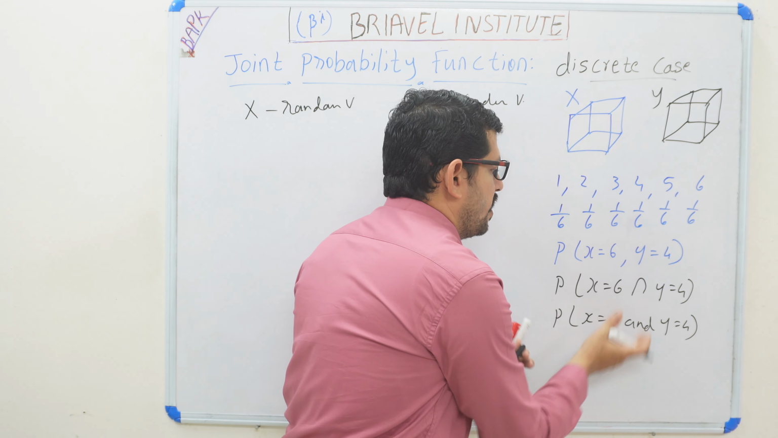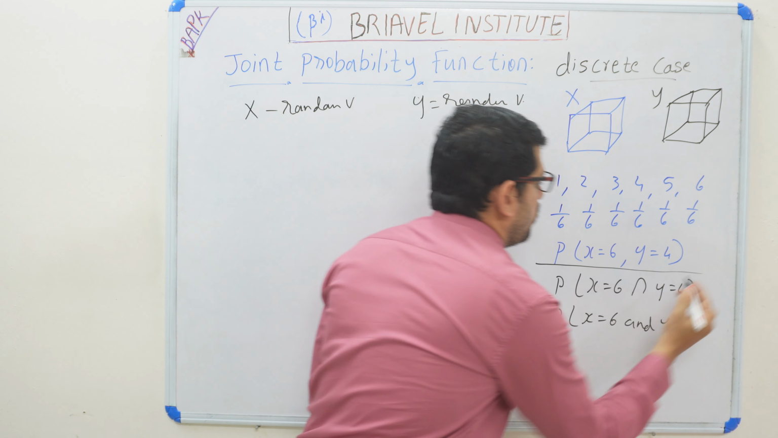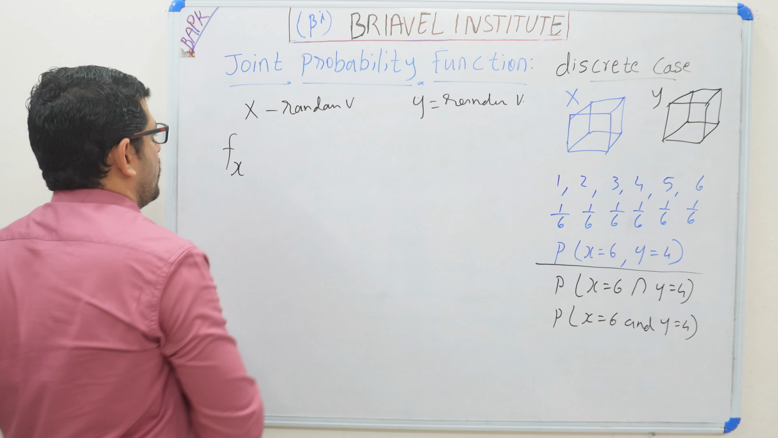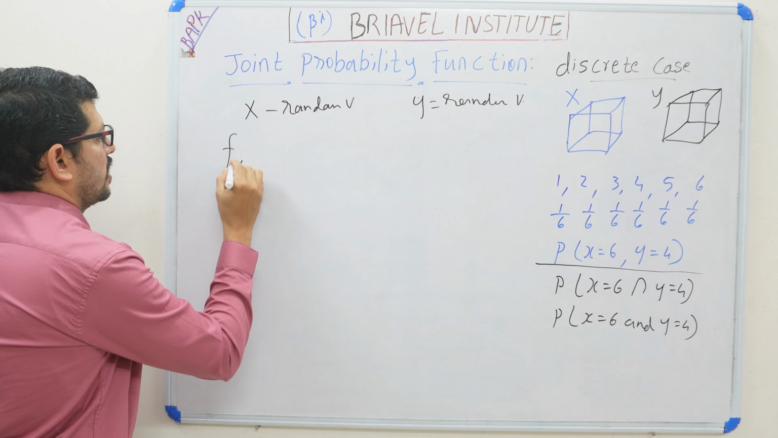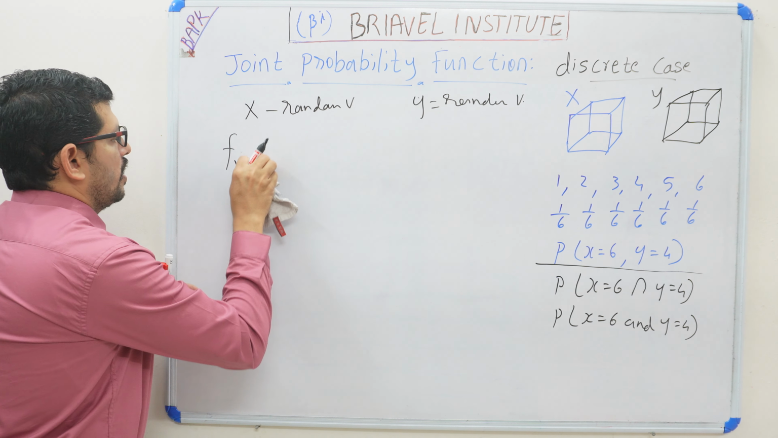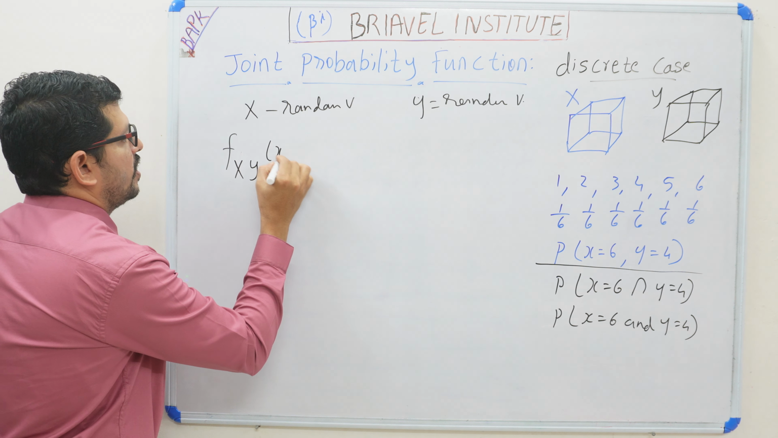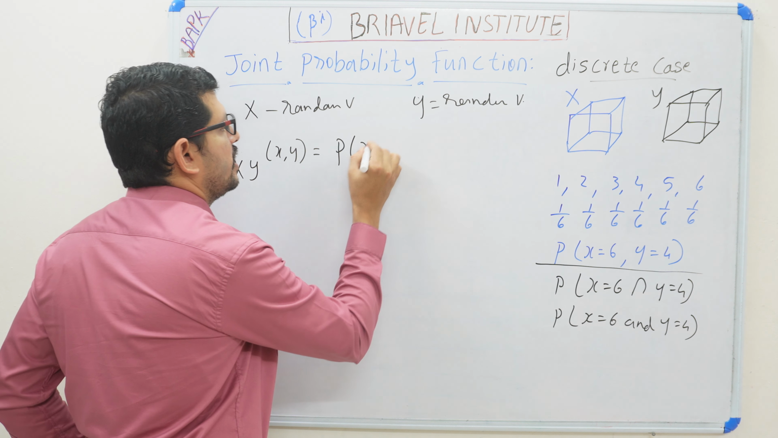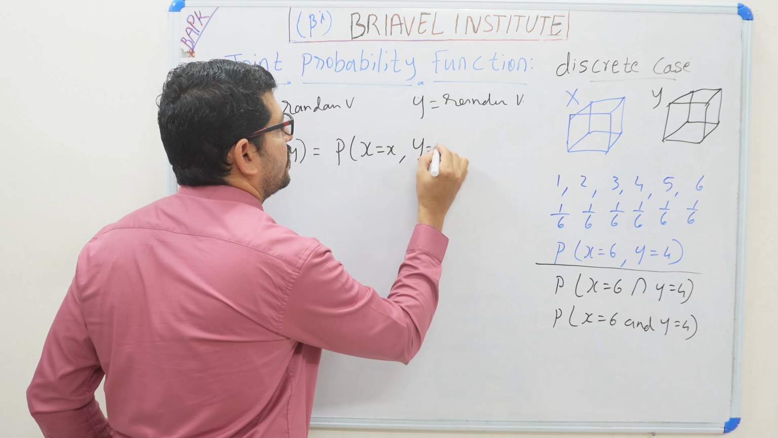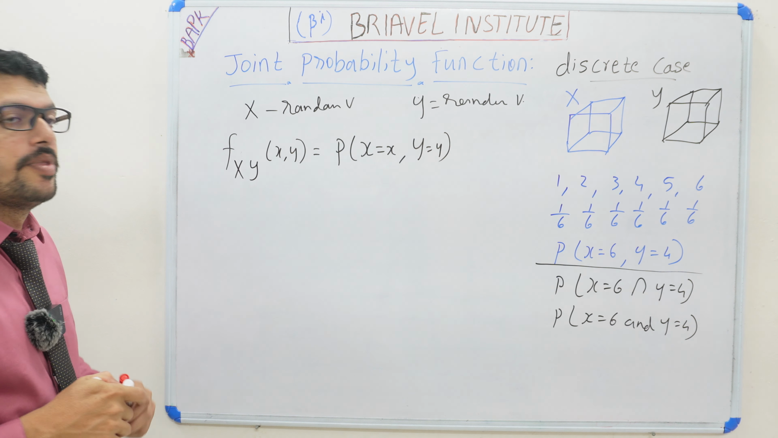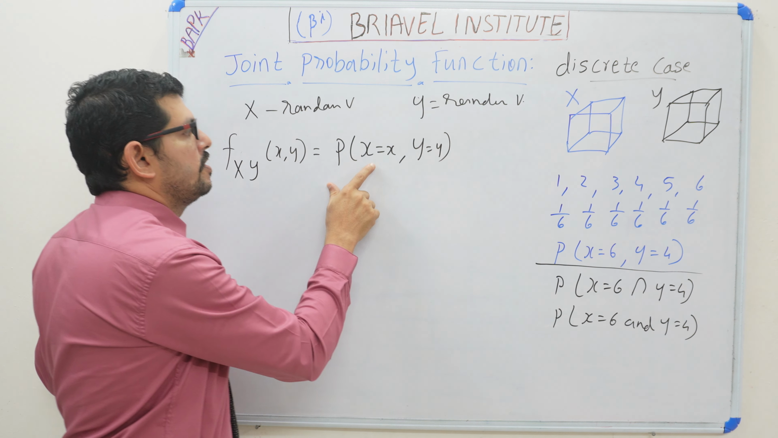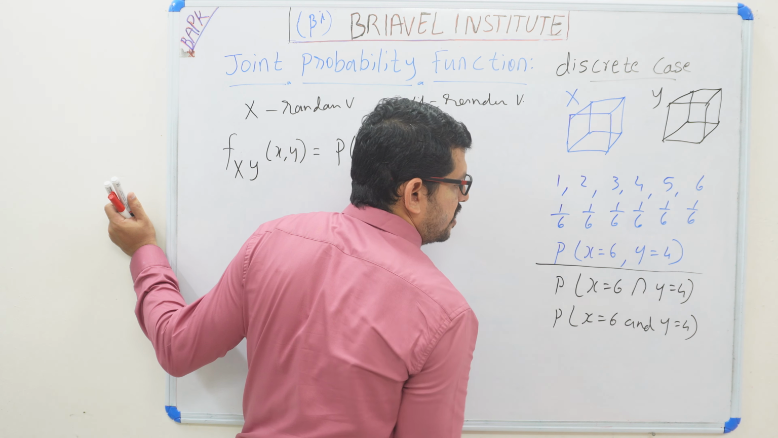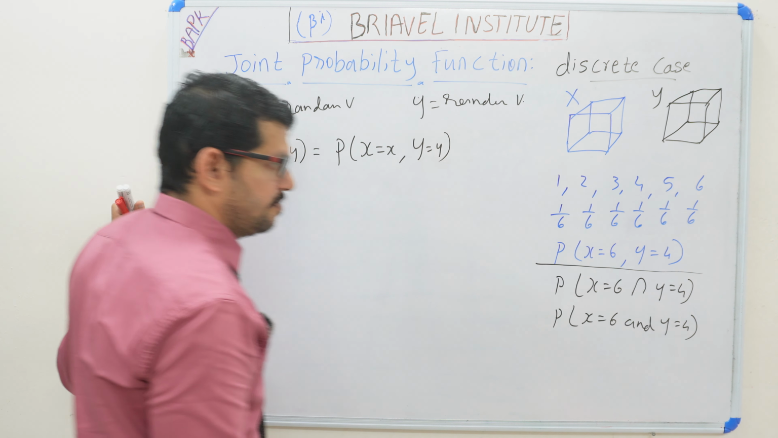We can represent it in different ways, but this is the representation in the joint probability distribution. It is represented as f of x and y, where x and y are random variables. You can take capital X and Y. F of x and y represents the probability of X equal to x comma Y equal to y. This is the representation of the joint probability distribution. It means X equal to 6 intersection Y equal to 4. This is the same meaning, we will get the same result.